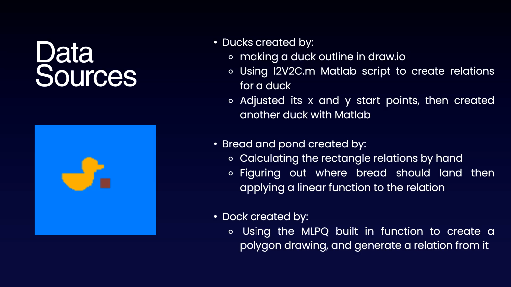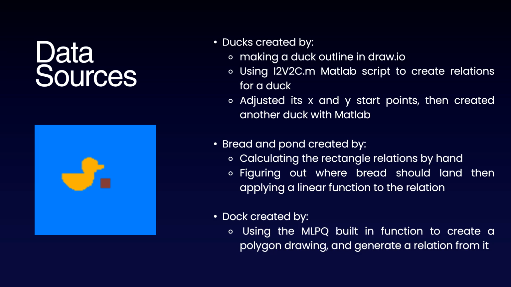For our data sources, we created the ducks by making an outline of a duck in Draw.io, so we made that little picture of a duck and saved it. Then we used a MATLAB script to create relations for the duck, and we could only do one duck at a time. Usually MATLAB likes to put it in the same place every time, so we figured out that if we adjust the X and Y start points, then we can create another duck in a different position. And then we made our bread and our pond by calculating the rectangle relations by hand.